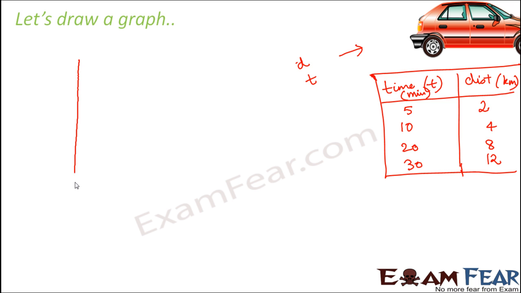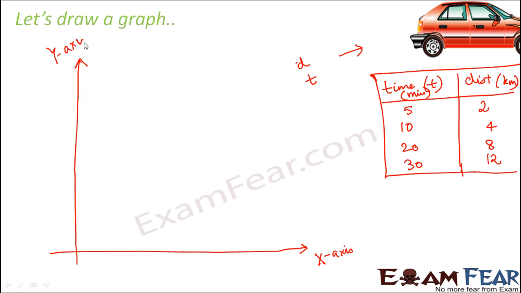Therefore, first of all, I will plot the x-axis and the y-axis. This is the x-axis and this is the y-axis. The vertical axis is the y-axis, the horizontal one is the x-axis, and this common point is called the origin.